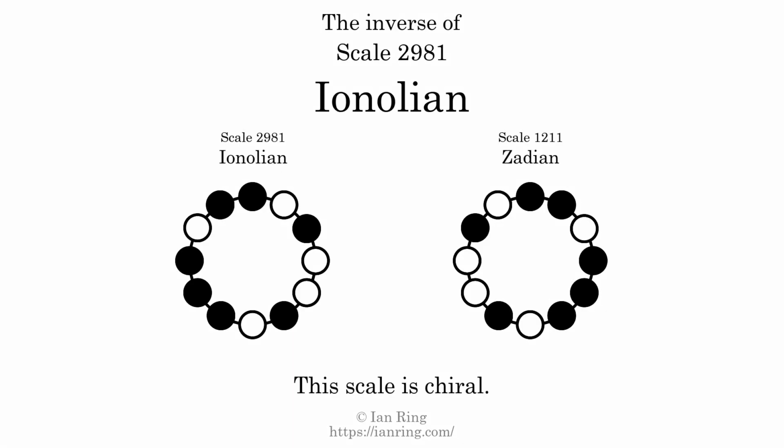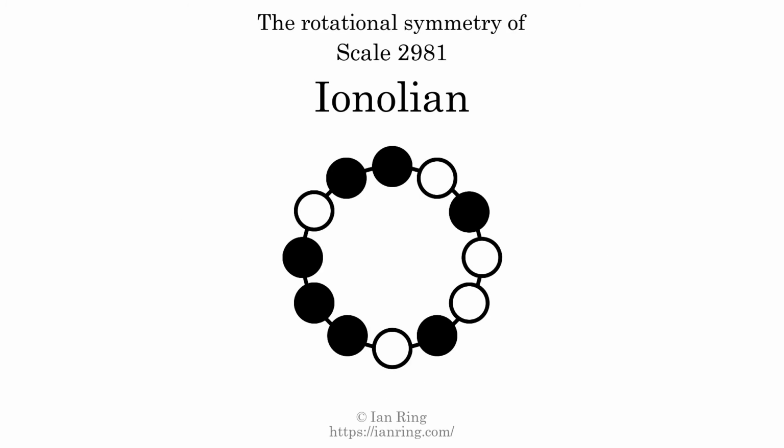The inverse of a scale is a mirror image. It is what you get when the sequence of intervals is reversed. The inverse of this scale is scale 1211, also known as Zadian. This scale is chiral. It cannot transform into its inverse by rotational transformation. This scale has no rotational symmetry.